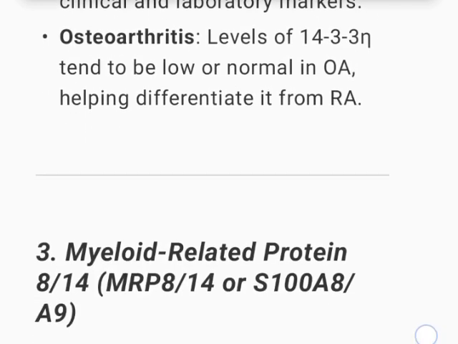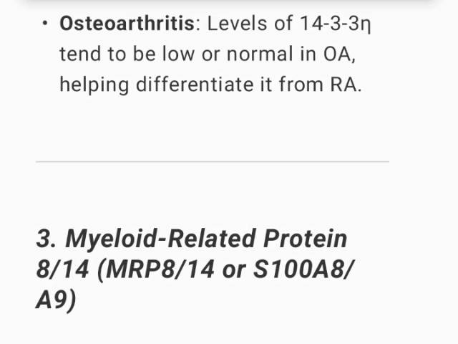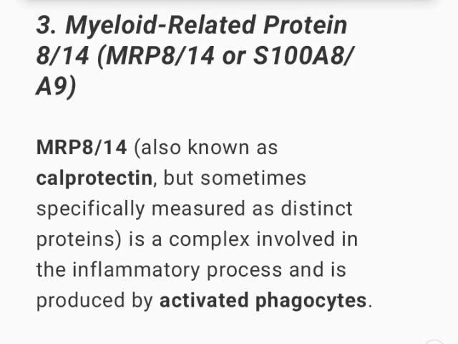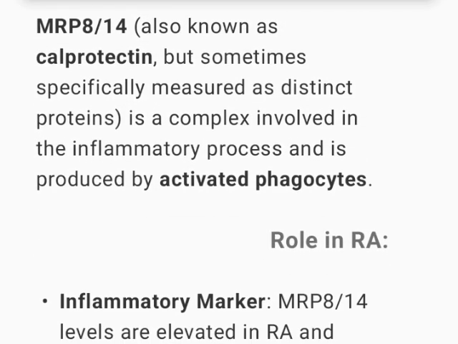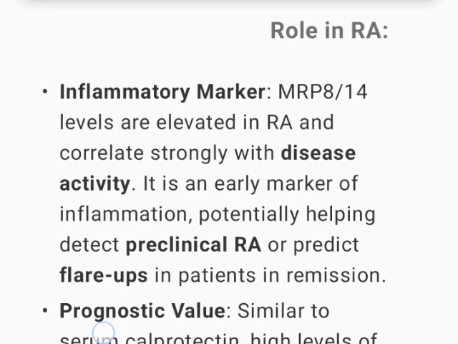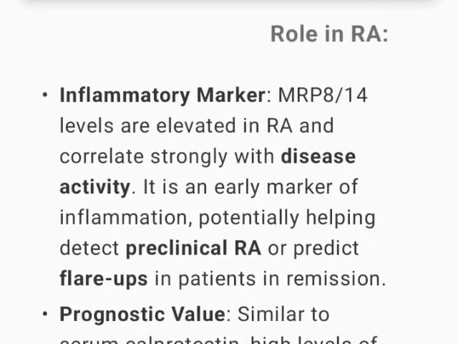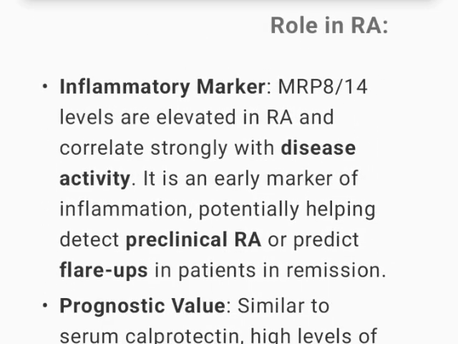3. Myeloid-related protein 8/14, MRP8/14 or S100A8/A9. MRP8/14, also known as calprotectin, but sometimes specifically measured as distinct proteins, is a complex involved in the inflammatory process and is produced by activated phagocytes. Role in RA. Inflammatory marker. MRP8/14 levels are elevated in RA and correlate strongly with disease activity. It is an early marker of inflammation, potentially helping detect preclinical RA or predict flare-ups in patients in remission.